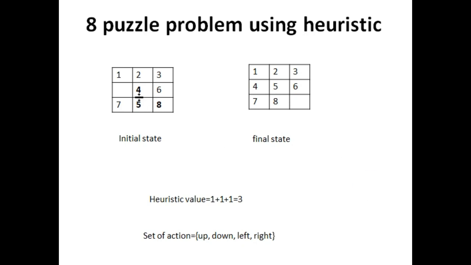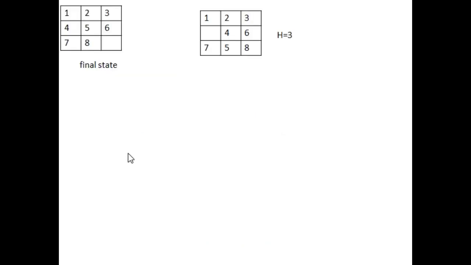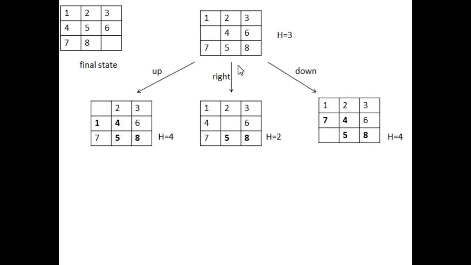So then I will apply all of these set of actions at this initial state, and this initial state I will consider as a root node, as a root state. So I will apply the action up. So just look at this state, and in the same way I will apply the right action. In the same way I will apply the down action.